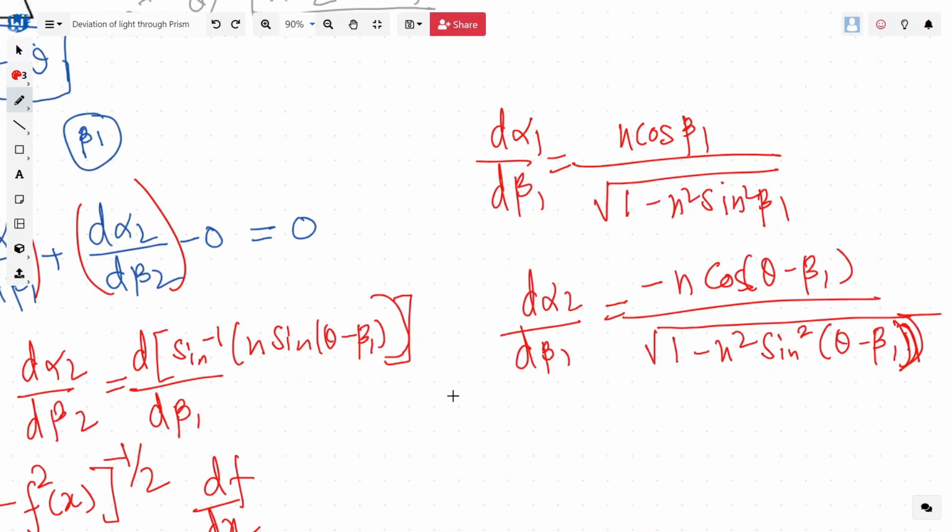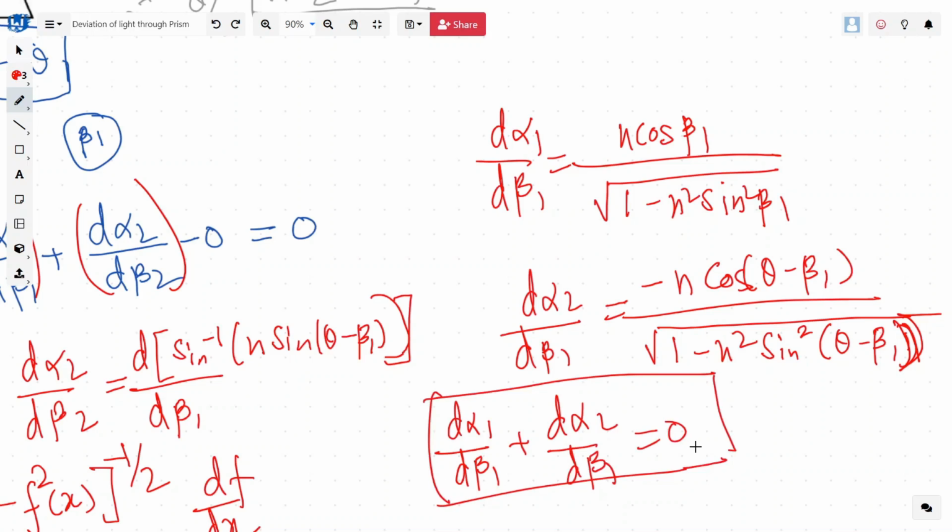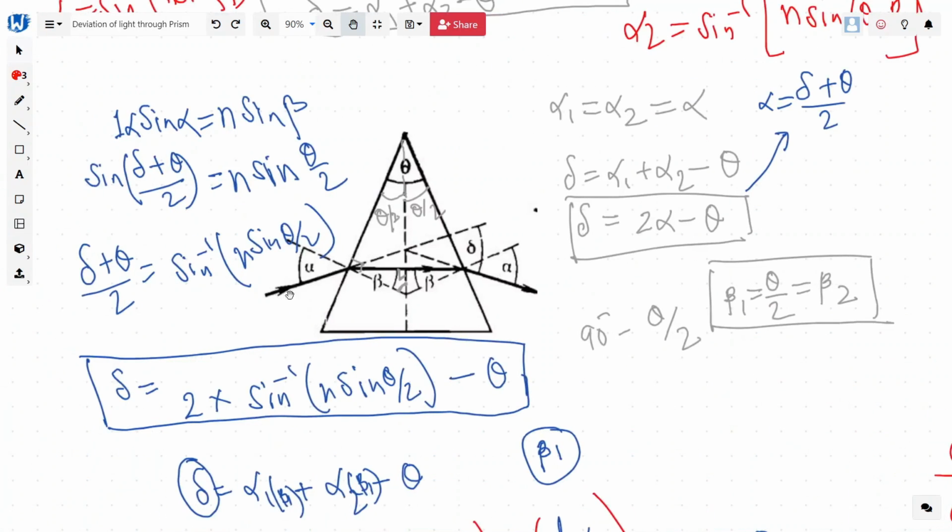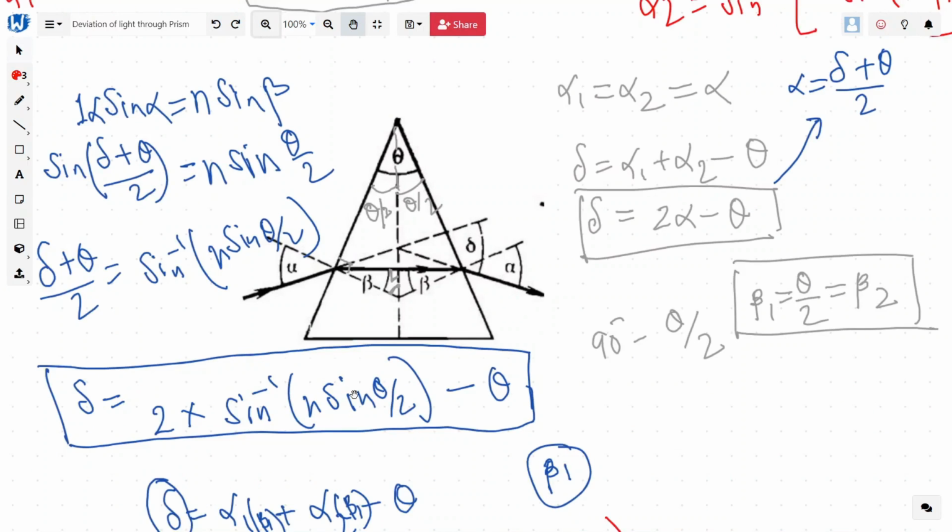Now, as we said, we need to set the sum equal to 0. By equating this, we will get the value, and basically we arrive at the minimum value: beta 1 has to be theta by 2. And in that case, we have a minimum deviation. What it means is that when the ray of light inside is parallel to the base and passing symmetrically, we have a minimum deviation. And that's what you want to remember out of all this exercise.